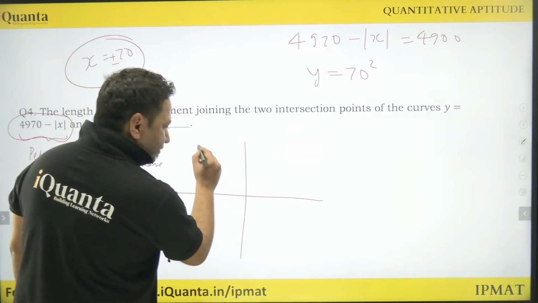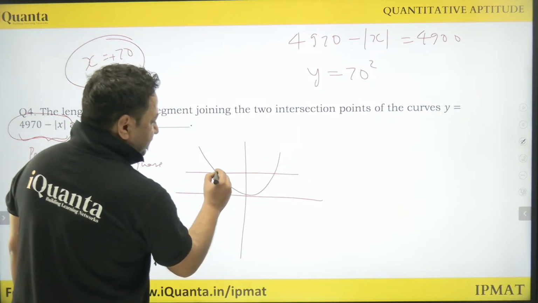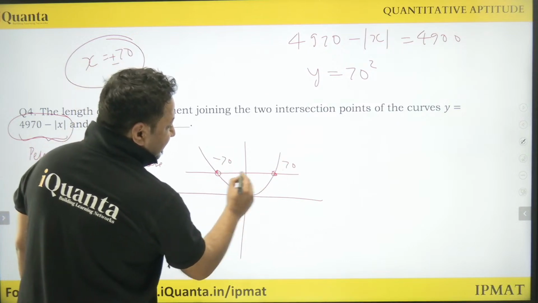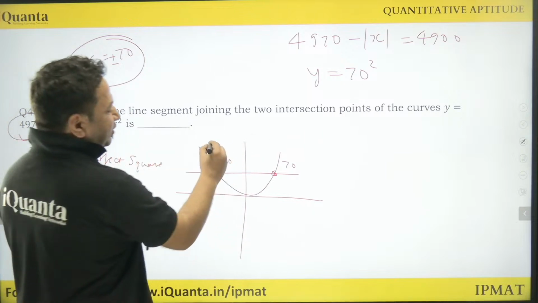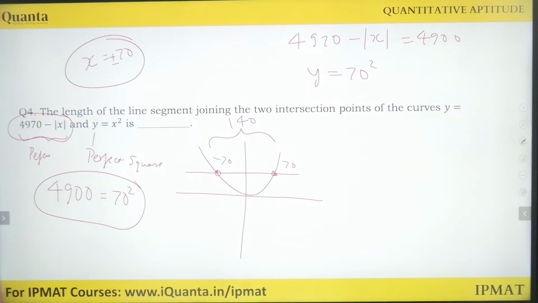If you still have the graph in your copy, this point must be minus 70, this must be plus 70. The length of this will be nothing but 70 left ka, 70 right ka. Overall, we have how much? 140 units. Clear? All of you? Ramesh, Shini, Aryamek, Priyanshu.